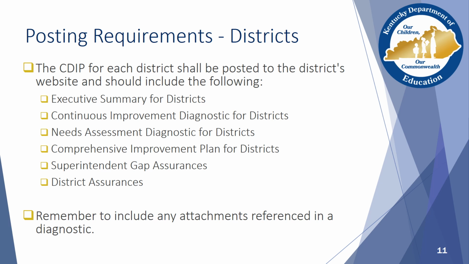The Continuous Improvement Planning Regulation provides requirements for the online posting of comprehensive improvement plans for schools and districts. The CDIP for each district must be posted to the district's website. Each diagnostic that makes up the plan must be posted, including the executive summary for districts, continuous improvement diagnostic for districts, needs assessment diagnostic for districts, comprehensive improvement plan for districts, superintendent gap assurances, and the district assurances.